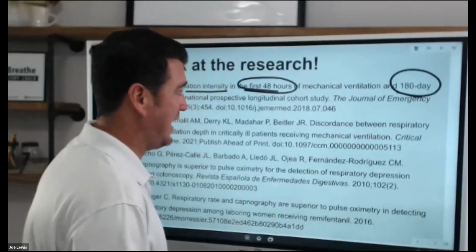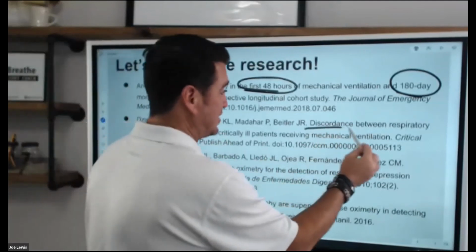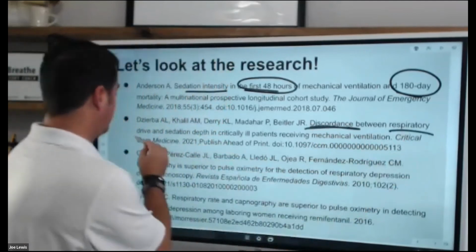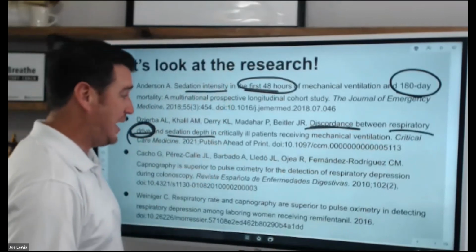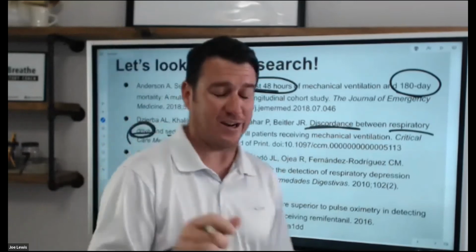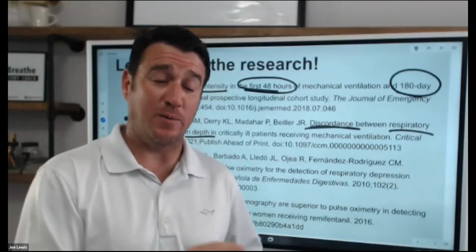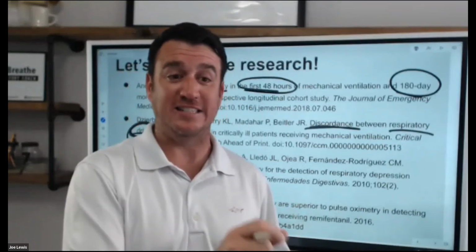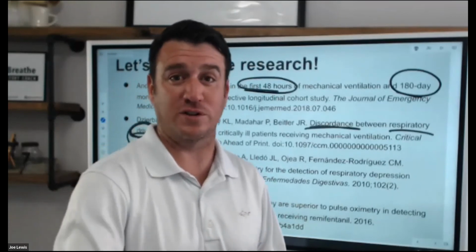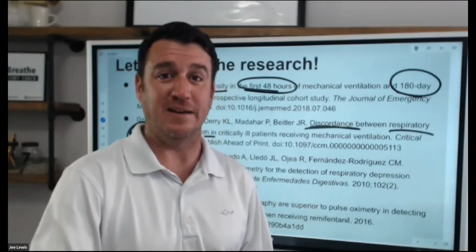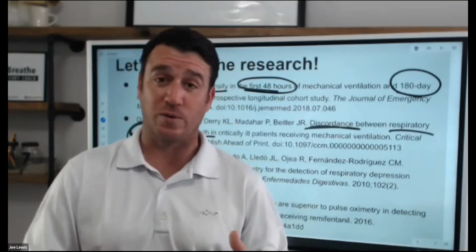What can we do to flip that? What can we do to change that? The second one here talks about a discordance between respiratory drive, we've been talking about this, respiratory drive and sedation depth in critically ill patients receiving mechanical ventilation. Now, this study is very interesting because we know that when we have these patients who look asynchronous and uncomfortable, we have a tendency to say, give them more sedation. They're not happy, give them more sedation, right? I mean, it's been an underlying theme throughout the entire 41 minutes here, right?